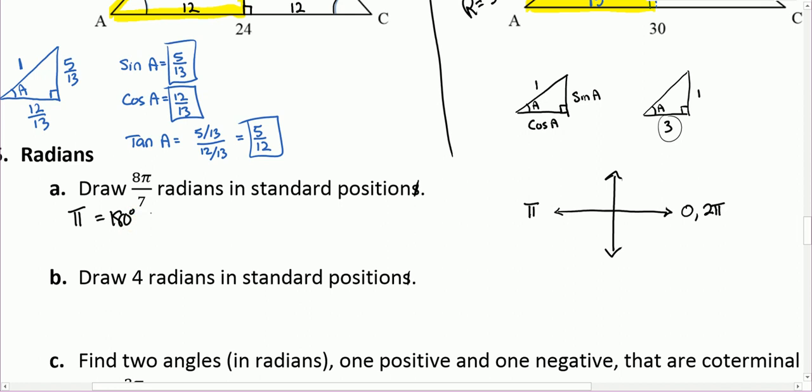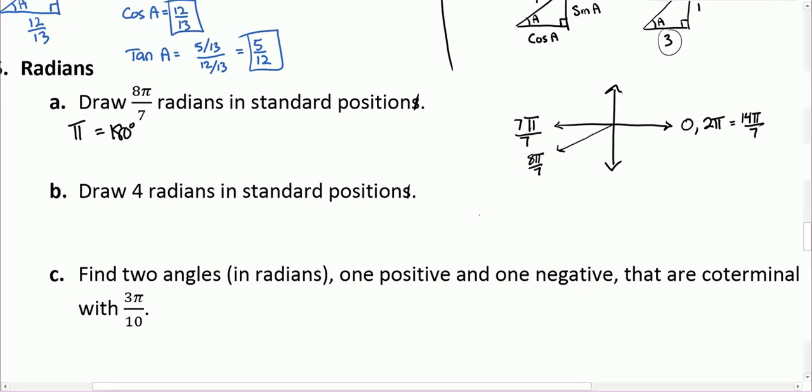So if we're drawing 8 pi over 7, let's change pi into something over 7. So right now it's pi over 1, so I'm going to multiply top and bottom by 7. So pi is the same as 7 pi over 7. 2 pi is the same as 14 pi over 7. 8 is past 7, but closer to 7 than it is to 14. So 8 pi over 7 is in quadrant 3. And we have our sketch.